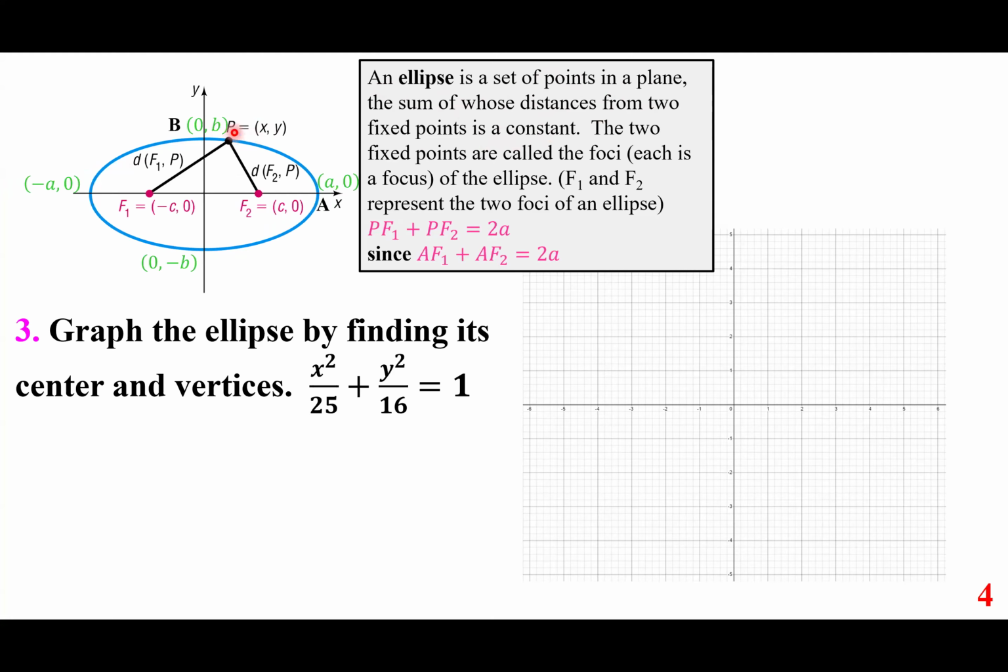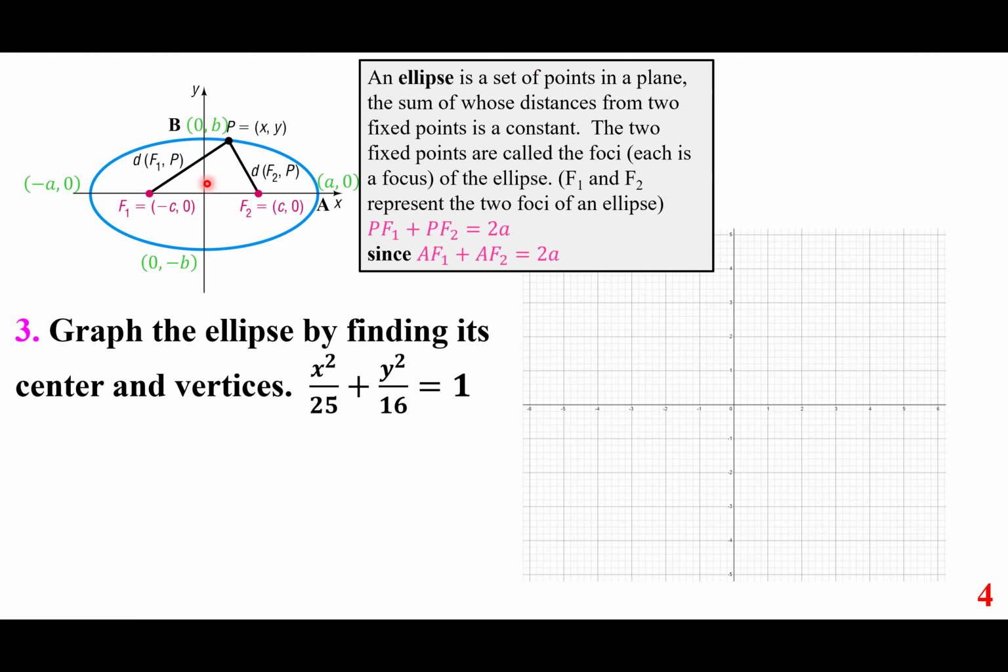So that means if you pick a point on an ellipse, these are the two fixed points, the sum is constant. The two fixed points are called the foci. Each is a focus of the ellipse. So we have two of them. In this case, that means PF1 plus PF2, the distance is fixed. F1 and F2 represent the two foci of an ellipse. So PF1 plus PF2 is equal to 2 times A.